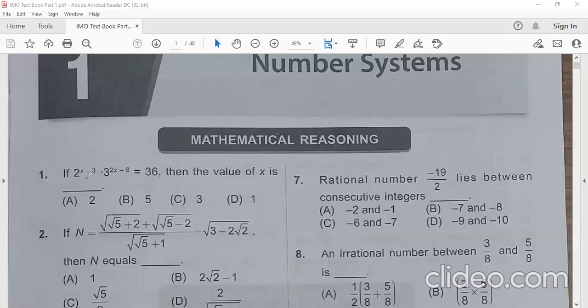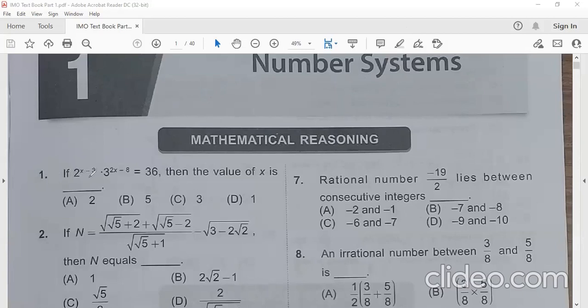Good evening, students. From today onwards, we will start the solutions of the International Mathematics Olympiad course book. Chapter number 1 is Number System. Look at question number 1. I'm not wasting time in other parts.